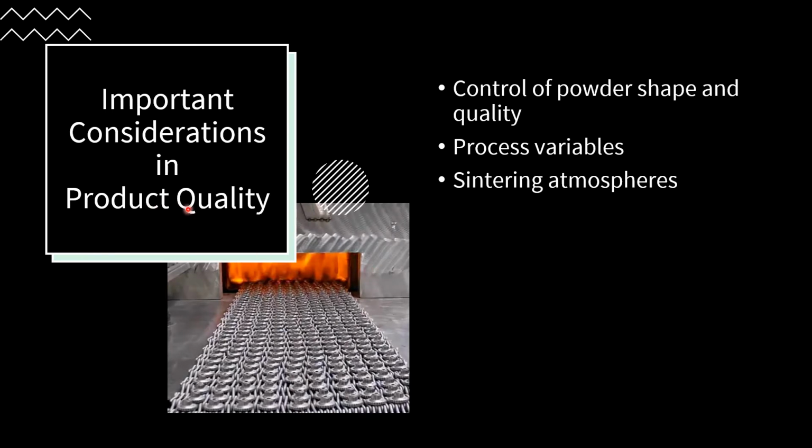Considerations. Of course, dealing with your product quality all the time, we always consider so many factors and variables, right? Parameters for product quality: the control of powder shape and quality. Control your shape, control your quality. Your process variables are very important, and your sintering atmosphere or your environment. These are your considerations.